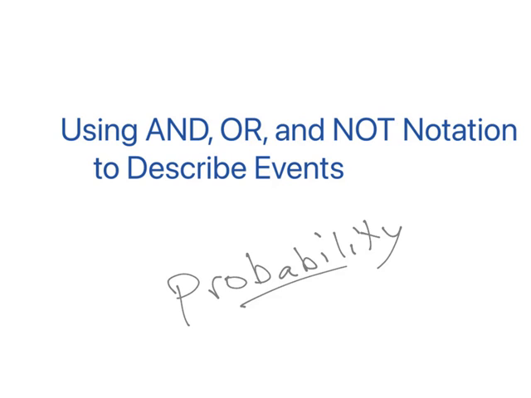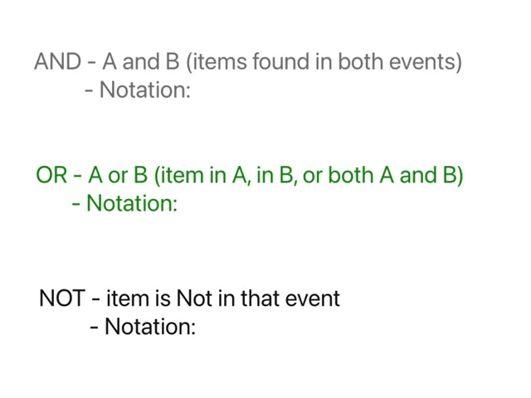Let's use and, or, and not notation to describe events. So we are talking now about probability and what this notation means as we're getting into things. Okay, so just learning about notation. So first off, and. A and B. Now what this means is that the items are found in both events.